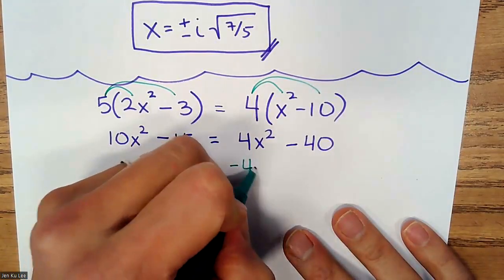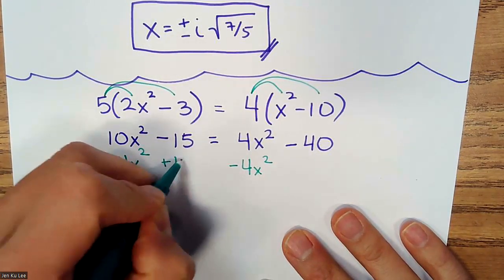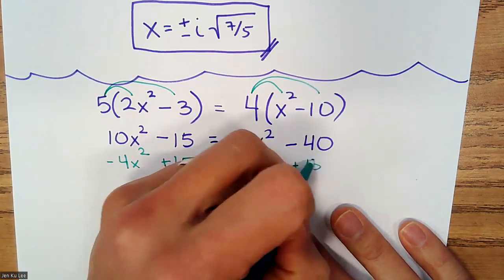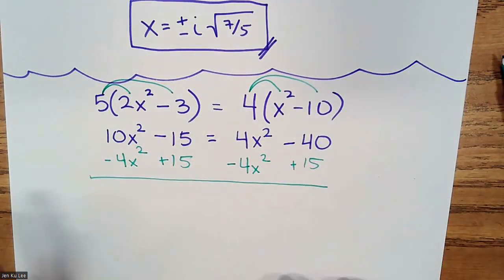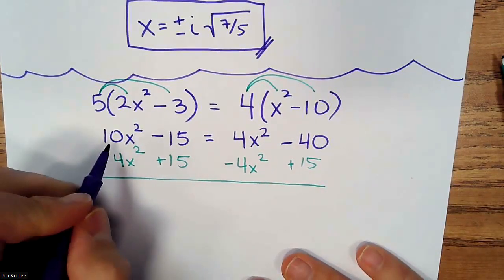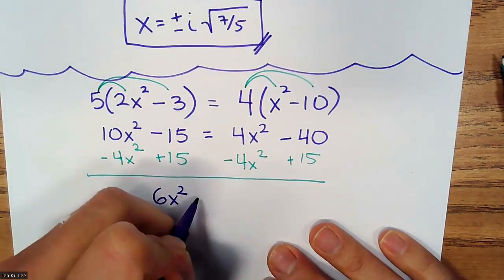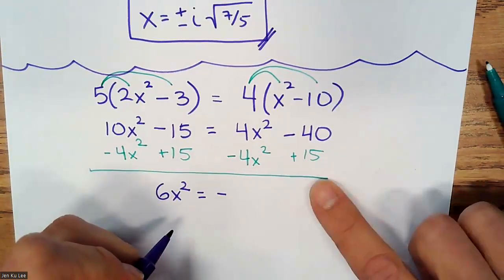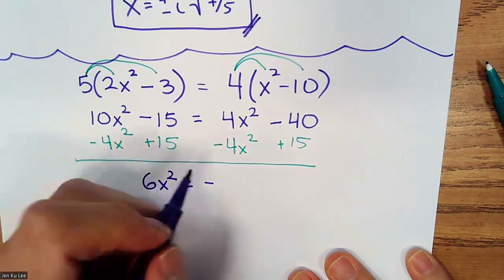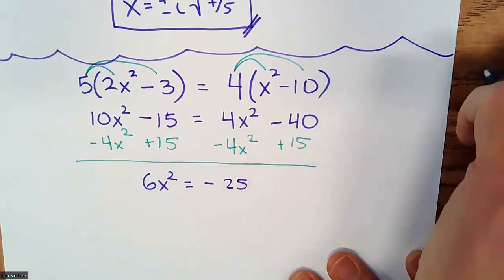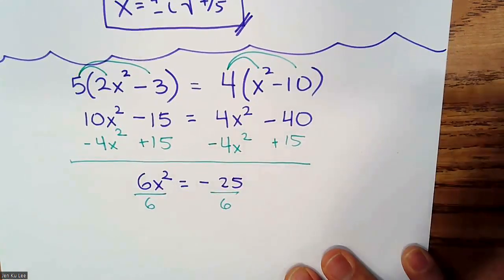Subtract 4x squared. Simultaneously, I'm going to add 15. Okay, because I want my x squares on one side, I want the numbers on the other. So 10x squared minus 4x squared, that's 6x squared, equals negative 40 plus 15, that is 25. Okay. And then I'm going to divide by 6, divide by 6.